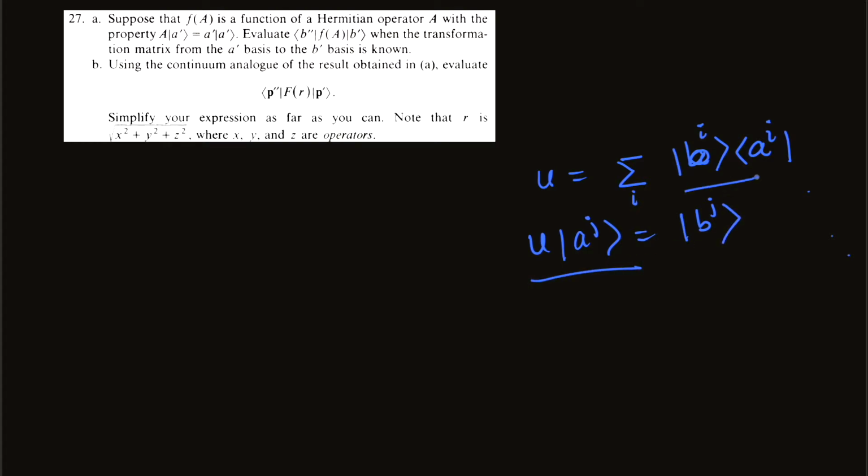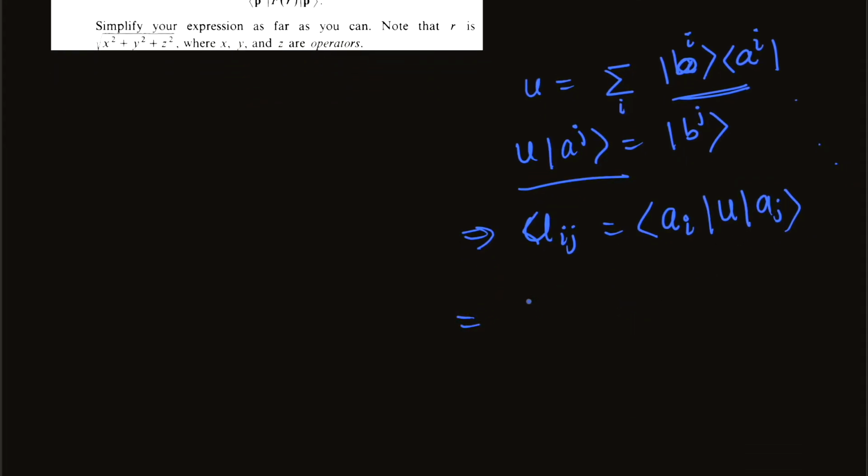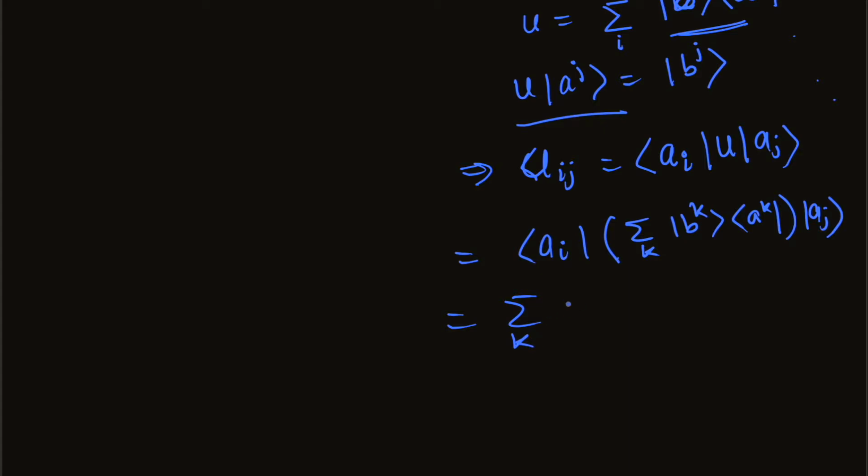So we know this form, that means we know the form of U, that means we know the operator element u_ij, which is actually ⟨a_i|U|a_j⟩, which is ⟨a_i| summation of k p_k |a_k⟩⟨a_k|a_j⟩, that is actually summation of k ⟨a_i|p_k|a_k⟩⟨a_k|a_j⟩.